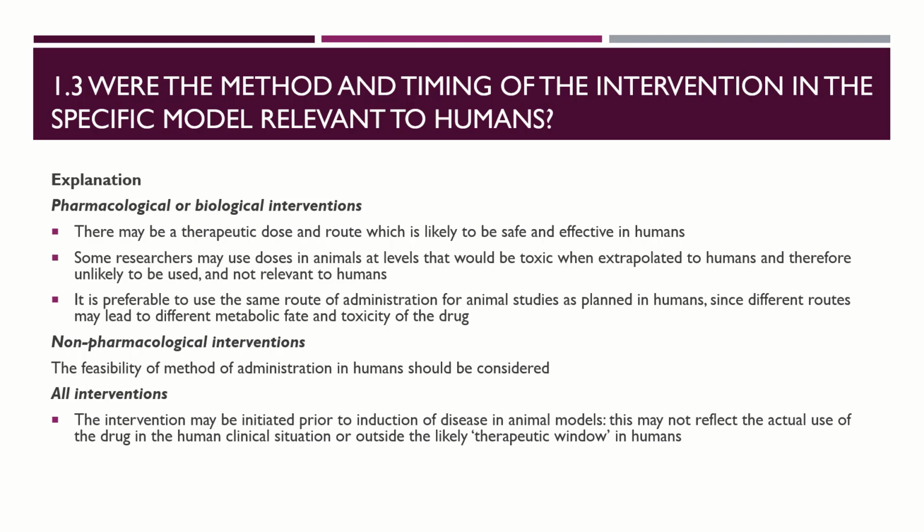For pharmacological or biological interventions, there may be a therapeutic dose and route which is likely to be safe and effective in humans. But some researchers may use doses in animals at levels that would be toxic when extrapolated to humans, and therefore unlikely to be used and not relevant to humans. It is preferable to use the same route of administration for animal studies as planned in humans, since different routes may lead to different metabolic fate and toxicity of the drug.